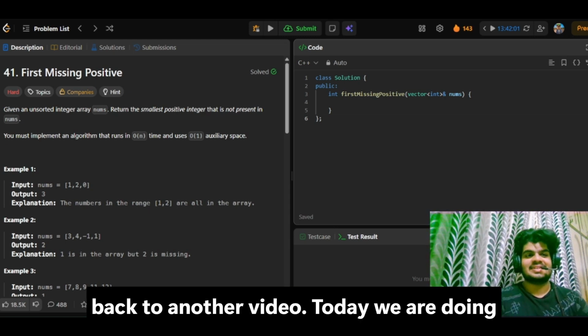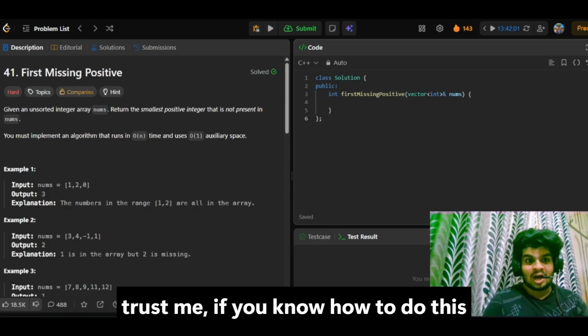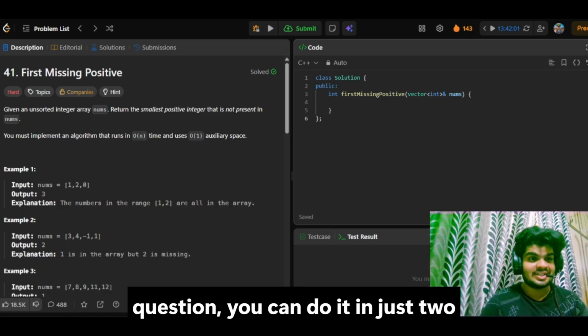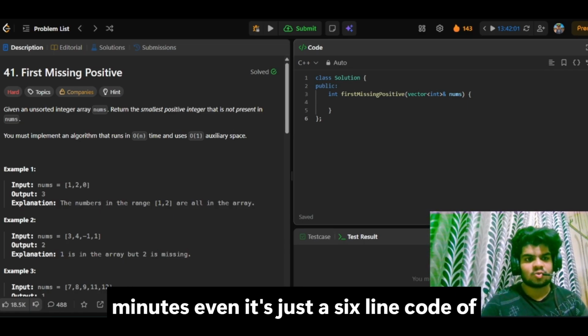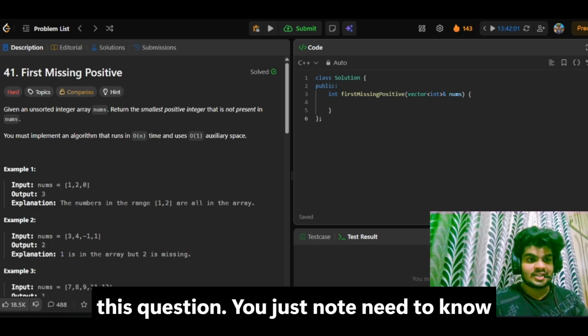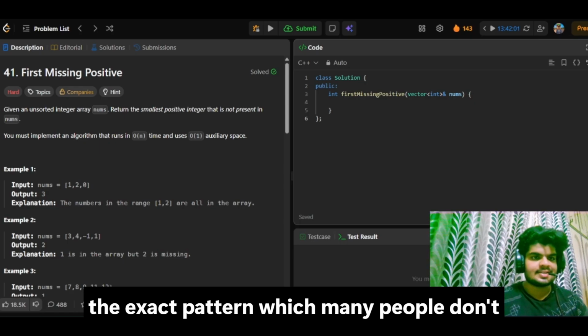Today we are doing this hard LeetCode question 41. But trust me, if you know how to do this question, you can do it in just 2 minutes. In fact, less than 2 minutes even. It's just a 6 line code. You just need to know the exact algorithm, the exact pattern, which many people don't know.